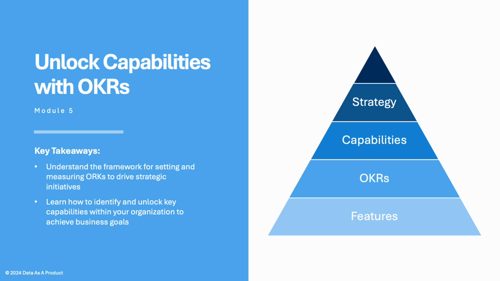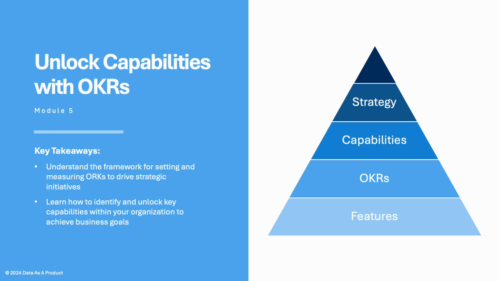Here are the key takeaways from this module. Effective OKRs align with strategy. OKRs should always be aligned with your organization's long-term strategy to ensure that every effort contributes to the overall goals. Unlock capabilities through OKRs. Setting OKRs not only defines what you want to achieve, but also drives the development of the capabilities needed to get there. Set clear and measurable key results. Key results should be specific, measurable, and time-bound, providing a clear path to achieving your objectives.